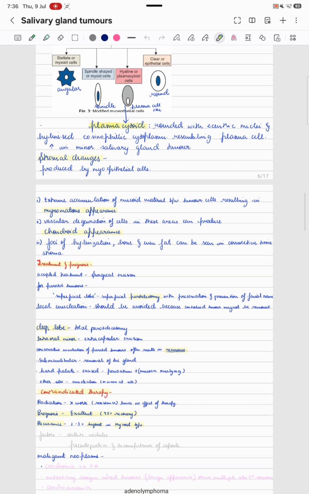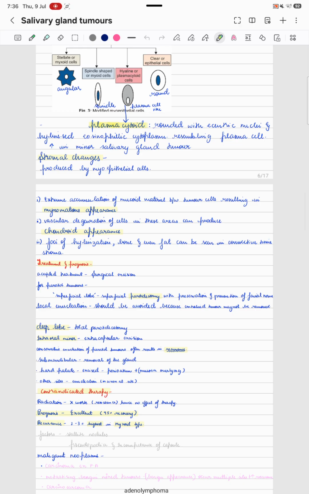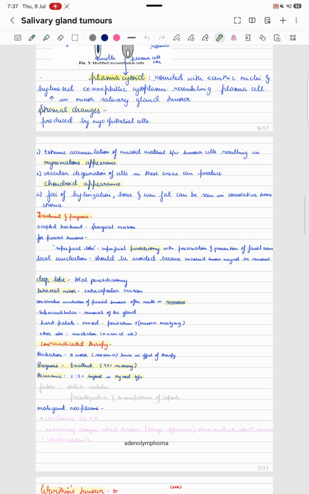Now stromal changes. Stromal change is produced by myoepithelial cells, with an extreme accumulation of mucoid material between the tumor cells, giving rise to a myxomatous appearance. Then vascular degeneration in these cells is seen, a chondroid appearance is seen, foci of hyalinization, bone, and even fat can be seen in the connective tissue stroma.